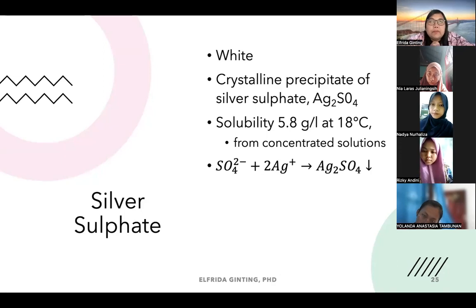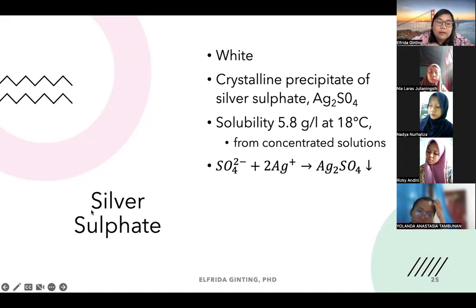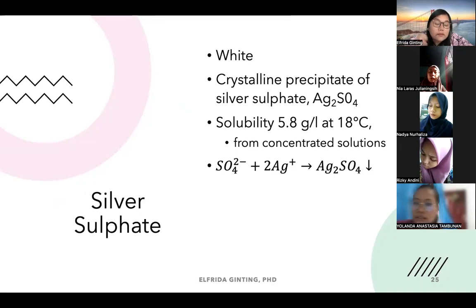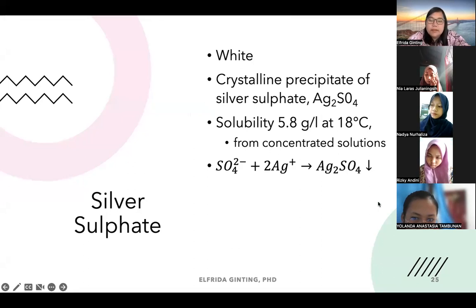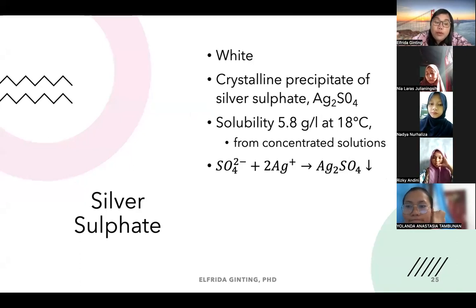So all the topics that we discussed until this slide so far are methods to identify sulfate anion. You can identify it by mixing with lead, barium, and chromium, and this time you mix sulfate with silver, then it will form a white crystalline precipitate. So silver sulfate is not powder but crystalline. You should differentiate between powder and crystalline.